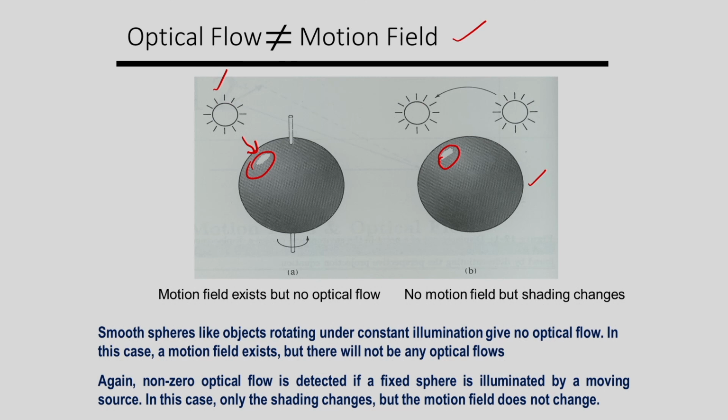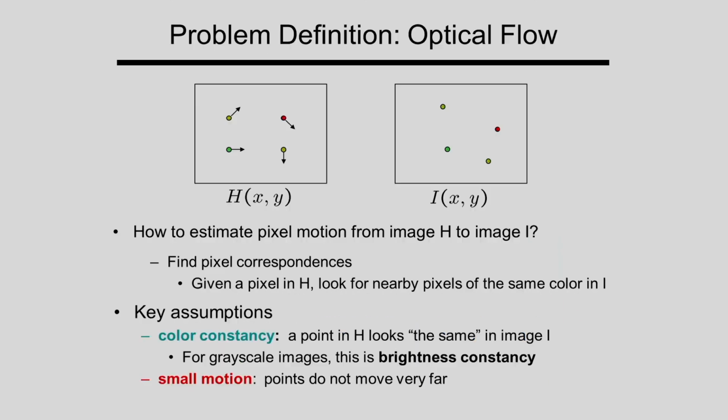So in the first case, the motion field is there, but there is no optical flow. In the second case, the motion field is not there, but there is a change of the brightness, and because of this I will be getting the optical flow. So I can say the optical flow is not equal to the motion field. And the problem definition of the optical flow.